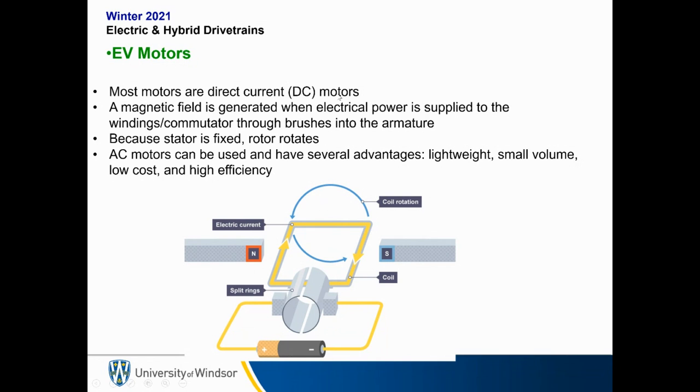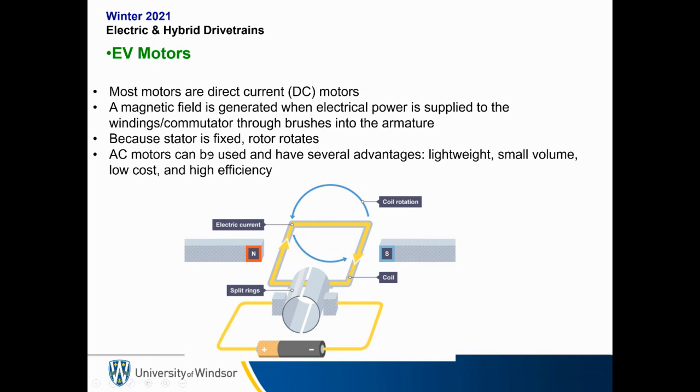So most motors are direct current, although AC motors are somewhat being investigated as well. Actually, our own Dr. Carr in the electrical engineering department does a lot of research into AC motors, very good researcher. A magnetic field is generated when electrical power is supplied to the winding, through the commutator, sorry, I can never say that, through brushes into the armature. Because the stator is fixed, the rotor rotates.